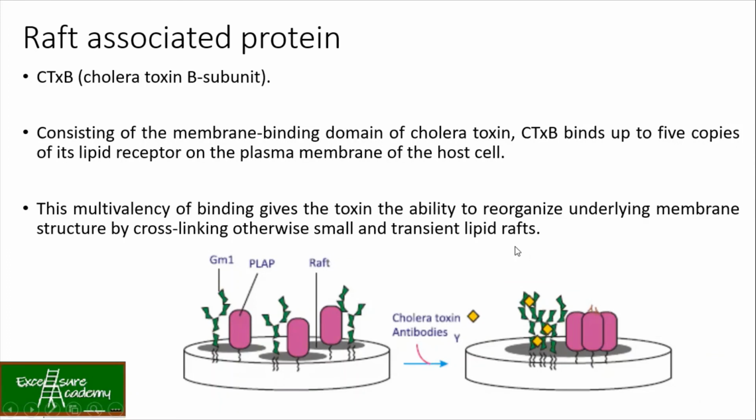So what is happening is that, see, normally in your raft our receptors are floating like this. Okay. This is your raft and you can see these GM1, PLAP receptors are there. Now once cholera toxin is released, they go and bind to these receptors, and they bring all the lipid rafts together. If you see, it merges all of these together and makes it possible for the cholera toxin to get inside the cell of the host.